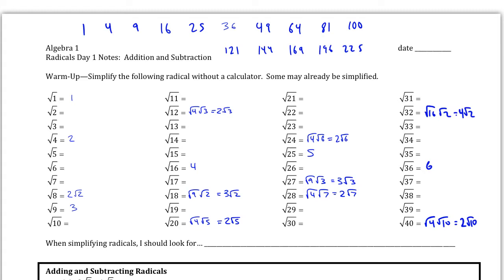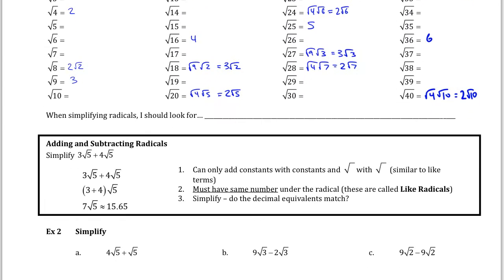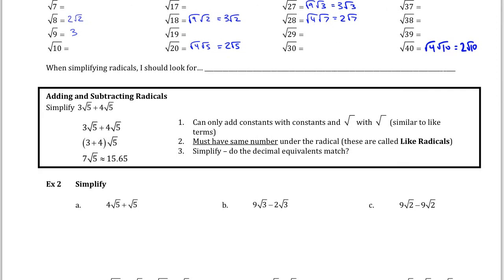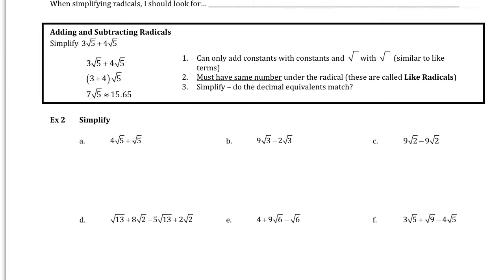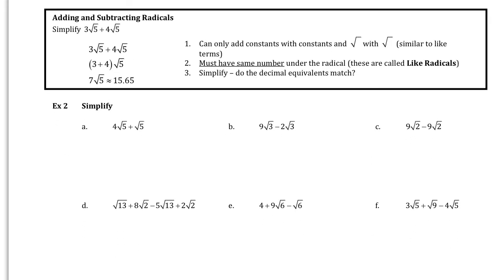So that was just a little warm up, and we are going to need to be able to do that with what our next task is, which is adding and subtracting radicals. Okay, so in this box here, adding and subtracting radicals, we've got simplify 3 root 5 plus 4 root 5. And what we see here is that the answer ends up being 7 root 5. And you can tell that's coming from taking the 3 and the 4 and adding them together.